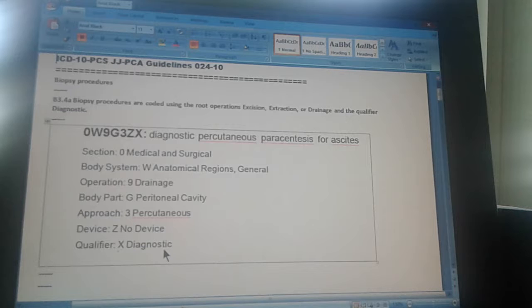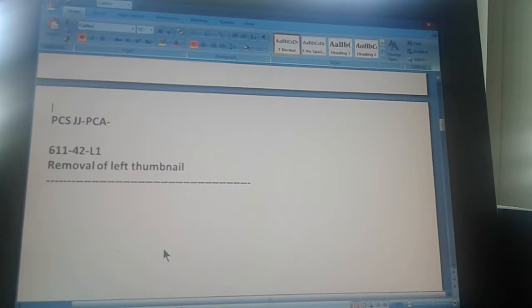Now we're going to do a little problem. Ready, set, go. PCS, page 611, exercise 42, a level 1 exercise, and it reads like this: removal of left thumbnail. That's the procedure. Now we're going to count to 3, so you can pause the video and give us the PCS code for this procedure. Removal of left thumbnail. So 1, 2, 3.